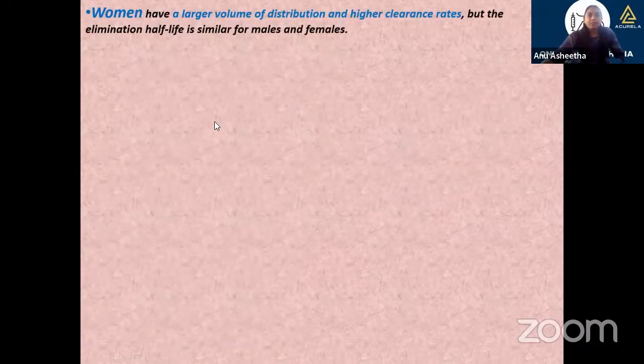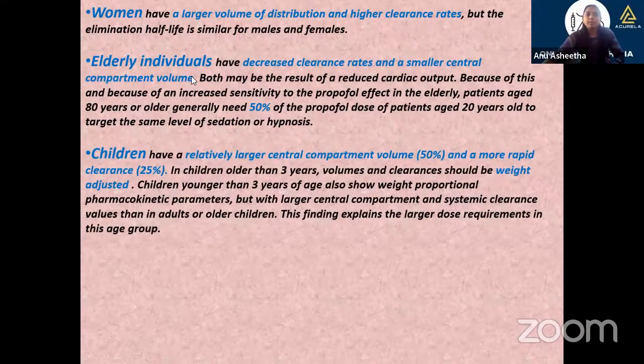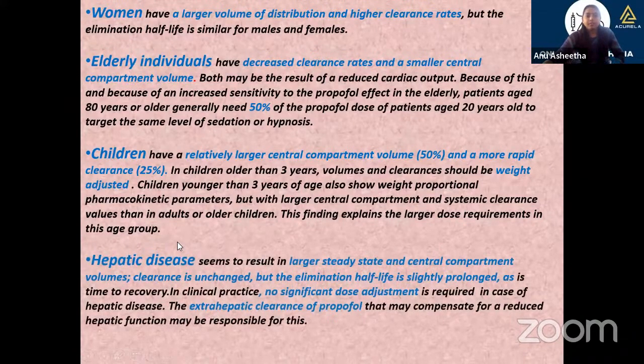So, in different groups of people, how propofol acts. In women, they have a larger volume of distribution and higher clearance rate, but the elimination half-life is similar for males and females. But in elderly individuals, the dose requirement will be reduced by 50% due to the decreased clearance rate and a smaller central compartment volume. Hence, it has to be used with caution in elderly individuals. Children have a relatively larger central compartment and a more rapid clearance rate, hence it has to be weight adjusted. Under 3 years of age, propofol should be given on the basis of weight only. In hepatic diseases, this can be used safely because there is no need for dose adjustment, as they have an extrahepatic clearance mechanism which compensates for the hepatic disease.